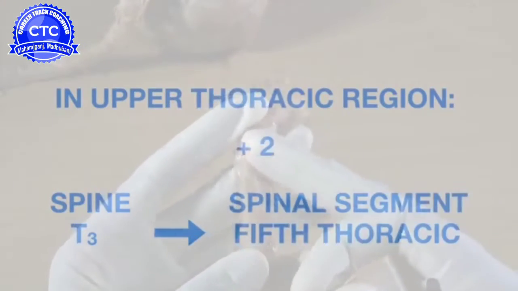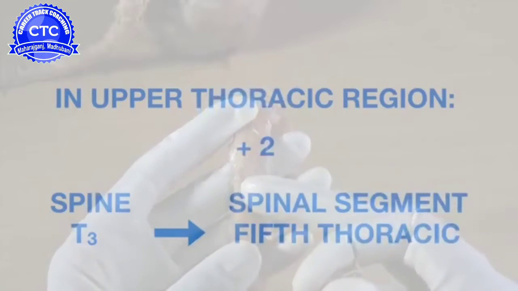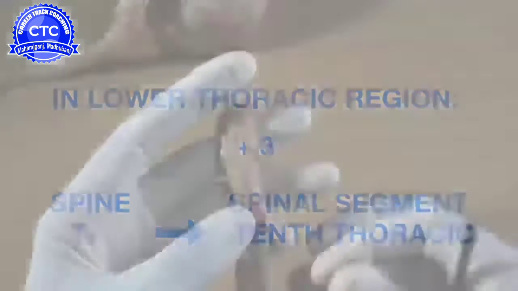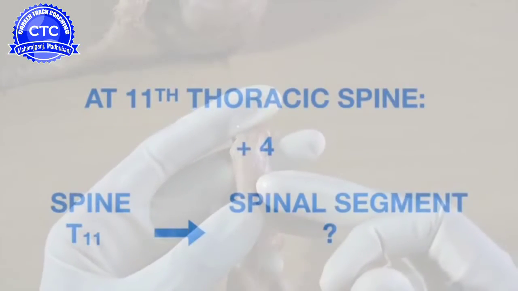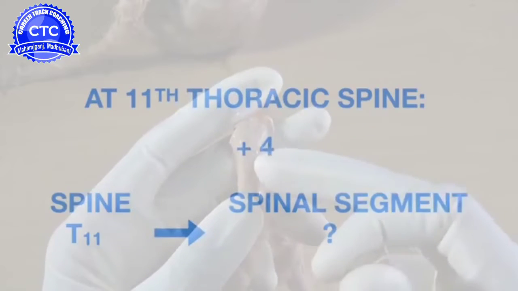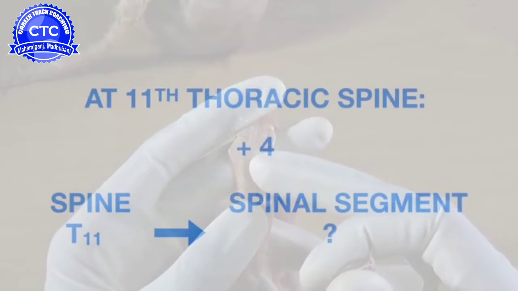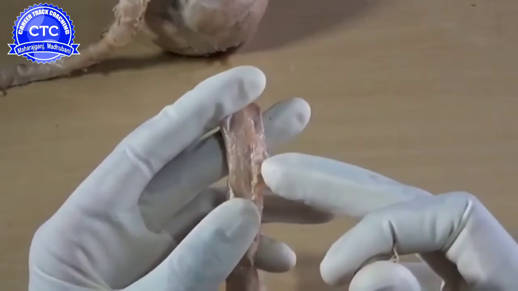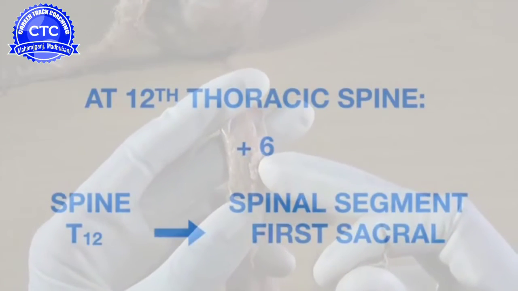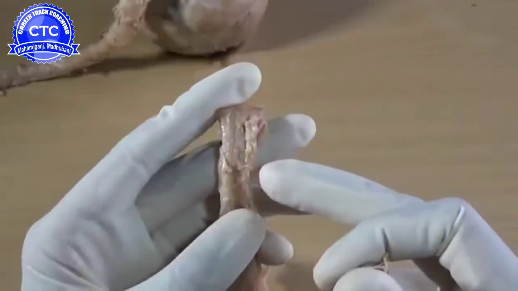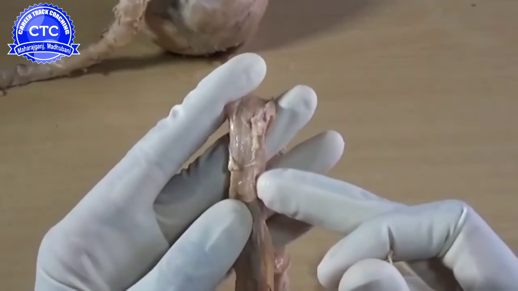Okay, then in the upper thoracic region you'll have to add 2, that is +2 to the spine. In the lower thoracic you'll have to add 3, +3 to the level of spine. Particularly at the level of T11, if you are palpating the 11th thoracic spine, then you will have to add +4. So which spinal segment lies deep inside? That is the 3rd lumbar. Then against the spine of T12, you will have to add +6. So there will be the 1st sacral spinal segment deep to T12, and at L1, as we have discussed, the spinal cord will terminate.